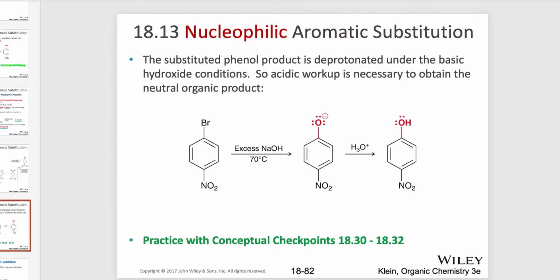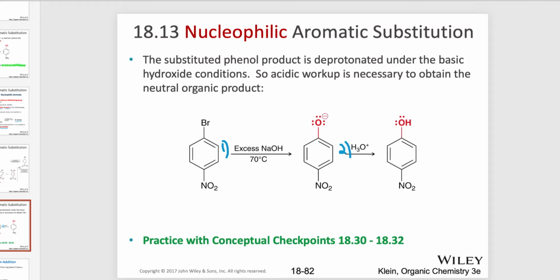What else do we need to understand? So in these nucleophilic aromatic substitution reactions, when we have a substituted phenol that is deprotonated under basic hydroxide conditions, okay? And so basically we need to add a second step. You may see this shown either with 2 arrows or both conditions are drawn just with 1 arrow and summarized. Okay, but this is some basic acid-base chemistry.